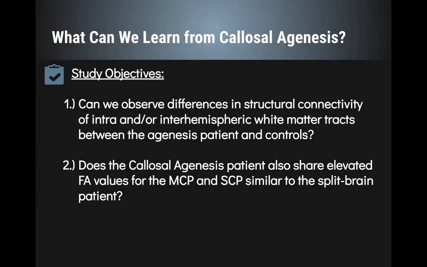So what can we learn from callosal agenesis? Our main goals are, can we observe differences in the structural connectivity of the intra- or interhemispheric white matter tracts between agenesis patients and controls? And does the callosal agenesis patient also share the same elevated FA values we saw in the previous figures for the middle cerebellar peduncles and superior cerebellar peduncles?